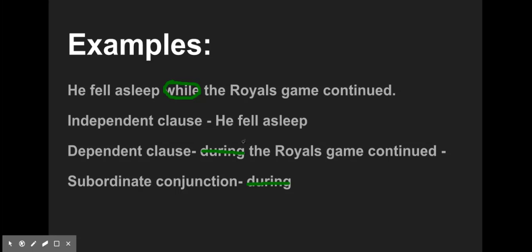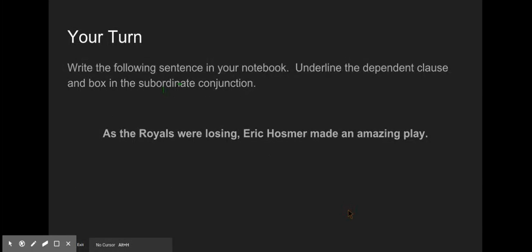All right, so now it's your turn. Let me go ahead and erase these. And then we can continue. All right, now it's your turn. Write this sentence in your notebook, then underline the dependent clause and box in the subordinate conjunction. We will look at this together tomorrow. Be careful.